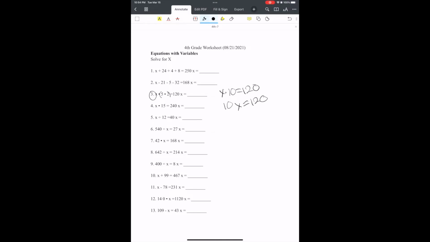So in order to get the 10 out of this side, you had to divide it from both sides. So basically you had to divide 10 from x and then 10 from 120. And once you do that, you should get x is equal to 12.